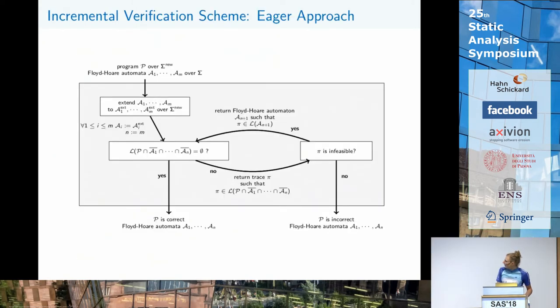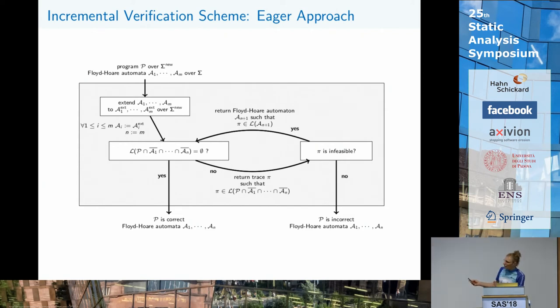Okay, so the overall algorithm, we have two versions of this reuse algorithm. This is mainly the same algorithm that you have seen before for trace abstraction, but the differences are the input is now also a set of Floyd-Hoare automata. The output is also a set of Floyd-Hoare automata because we potentially want to reuse the result again for another modified version of the program.